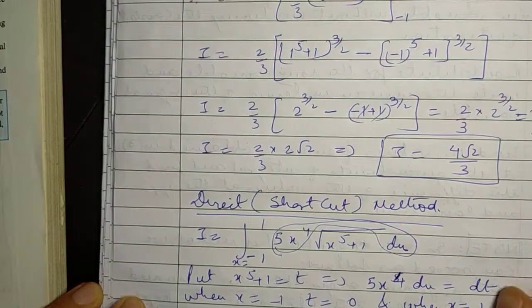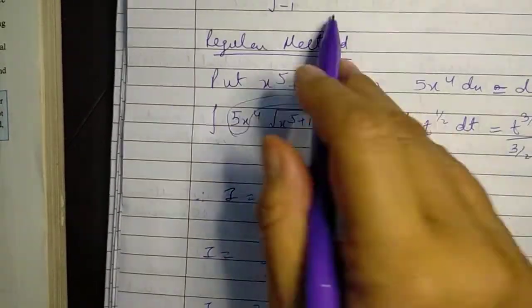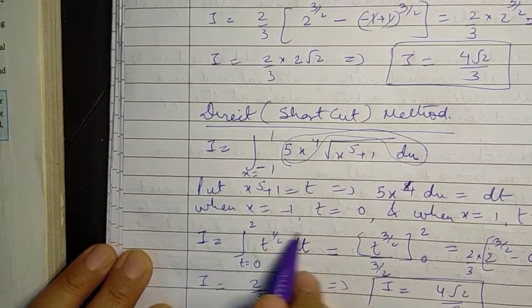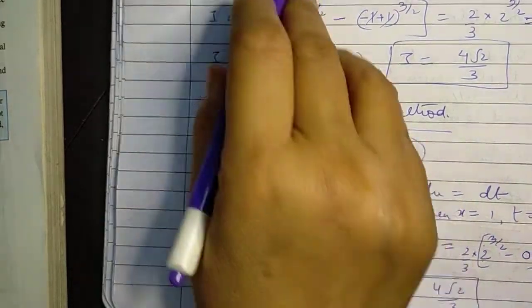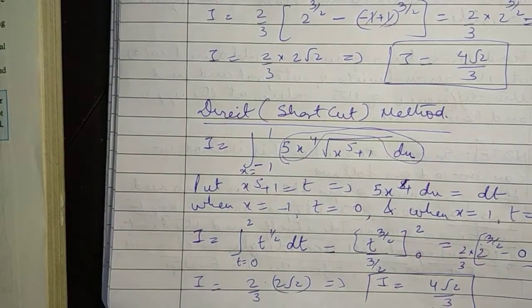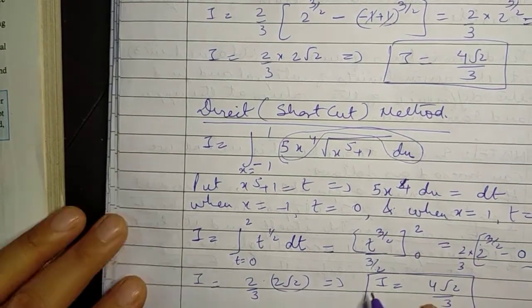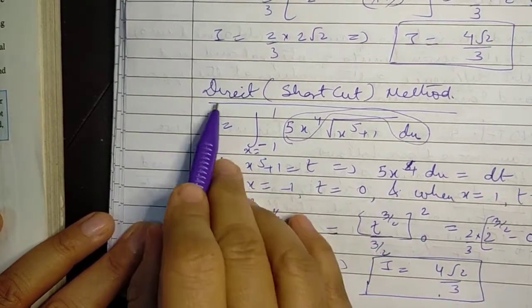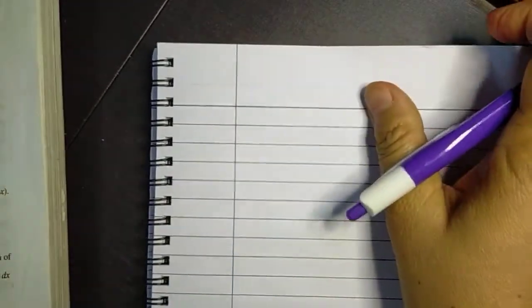And as you can clearly see, the question which took so many steps to solve by the regular method, in the direct method we could simply skip out 2-3 steps from the original method and still get the same result. So from now onwards we will be evaluating definite integrals using the direct or the shortcut method only. So let's start with exercise 7.10.